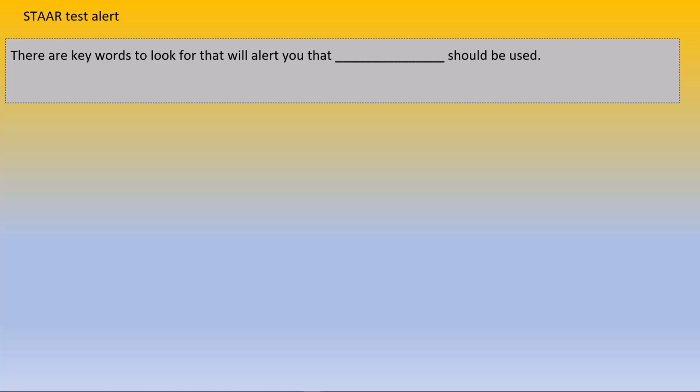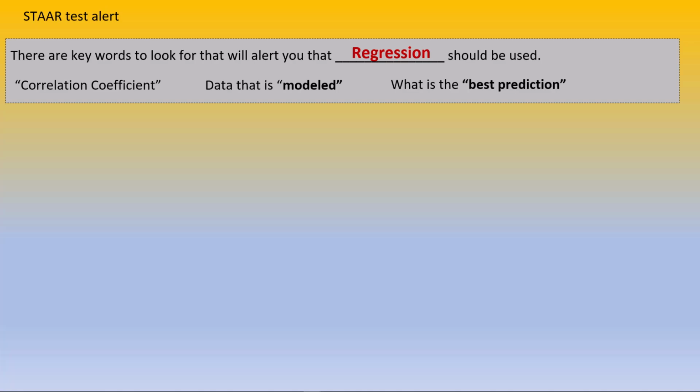Star test alert. There are key words to look for that will alert you that regression should be used to help find the answer to the question. Correlation coefficient. Data that is modeled. What is the best prediction? When these words or phrases are in a problem statement, think regression.